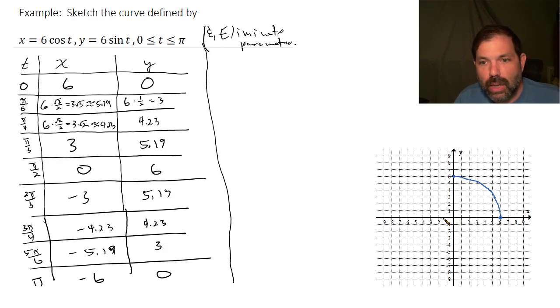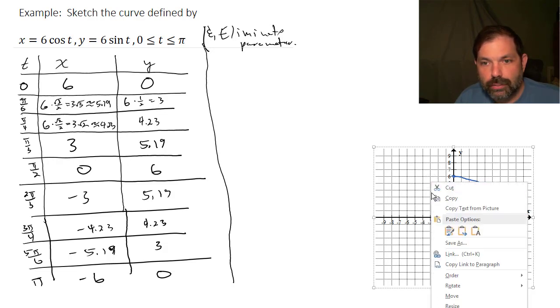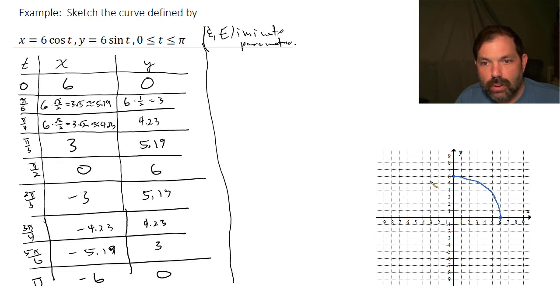As we continue, now negative 3, 5.19, negative 4.23, 4.23, negative 5.19, 3, negative 6, 0.